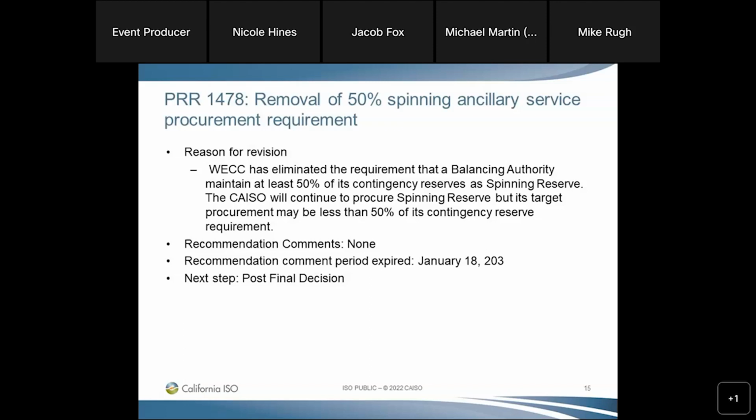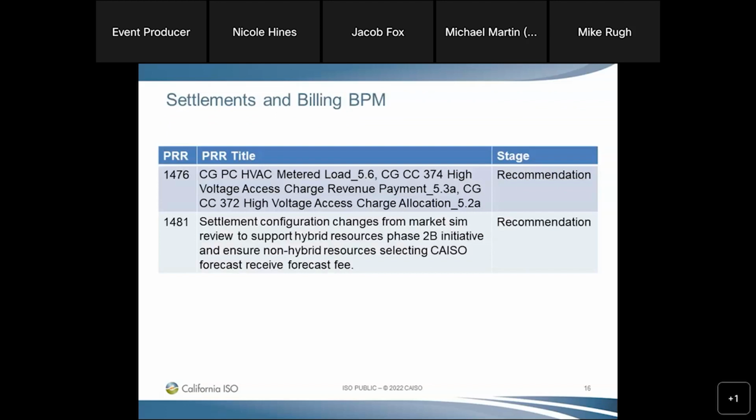Do we have any questions over these PRRs? There are currently no questions in queue. All right, thanks everyone. The final BPM we're going to be talking about is settlements and billing, PRR 1476 and 1481. Again, both are in the recommendation stage, and I will hand it over to Massey.